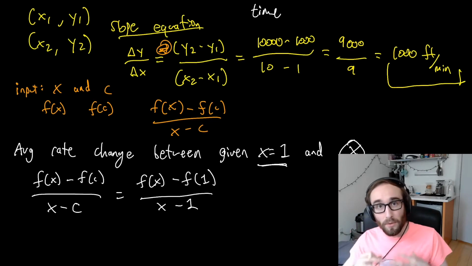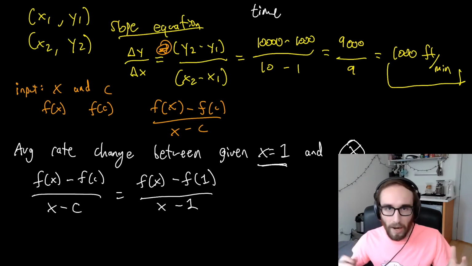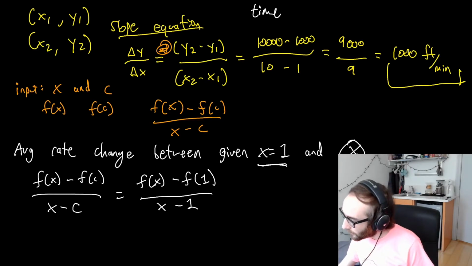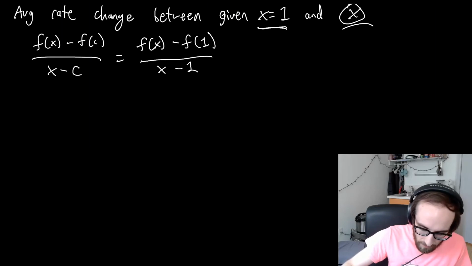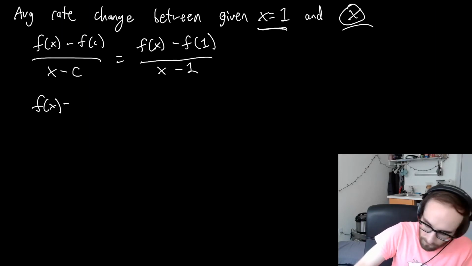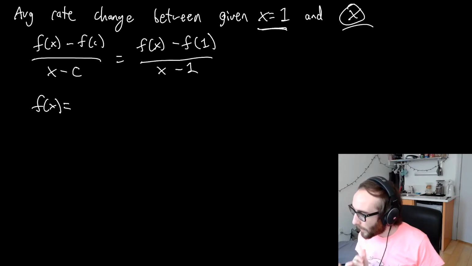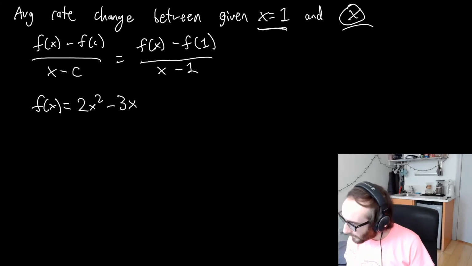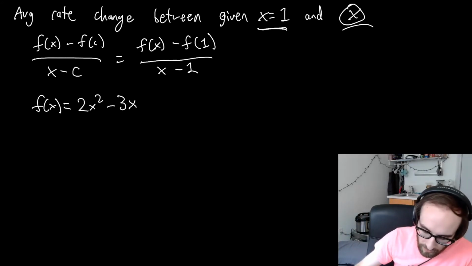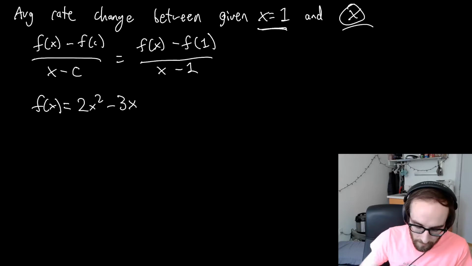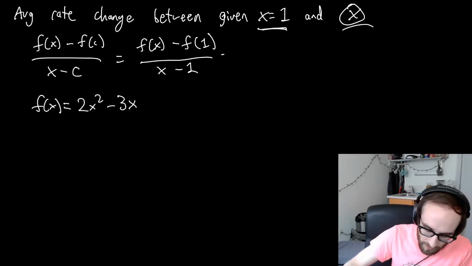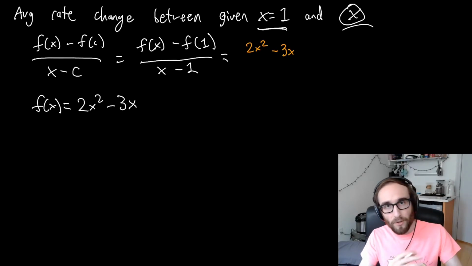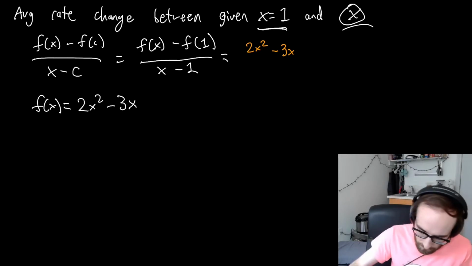A quick example of this using an equation, because previously we just had a graph, a wacky graph we were looking at. We could use the equation f of x equals 2x squared minus 3x. Okay, so we're finding the average rate of change between 1 and x for this f of x. So what we're doing is plugging that in to the top there. f of x is going to be 2x squared minus 3x. So we're just plugging in the equation without inputting any x values.